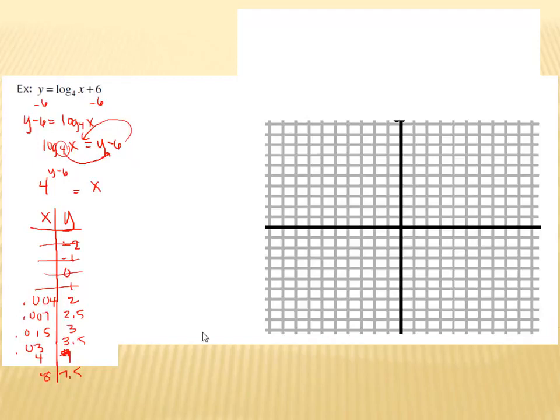So let's plot a few of these. Over 8, up 7.5. Over 4, up 7. And then 0.03 is barely there, 3.5. 0.015 is barely to the right, up 3. And so here's my graph. It comes up along here and then starts to curve out.